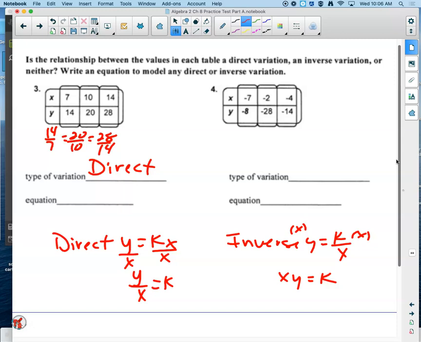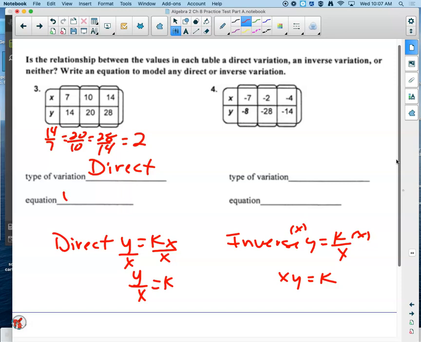Everybody see it now? Yeah, we get 2 each and every time. And that 2 is what in our equation? That's the k. So now all we have to do is write the equation. What would our equation look like with a k value of 2?